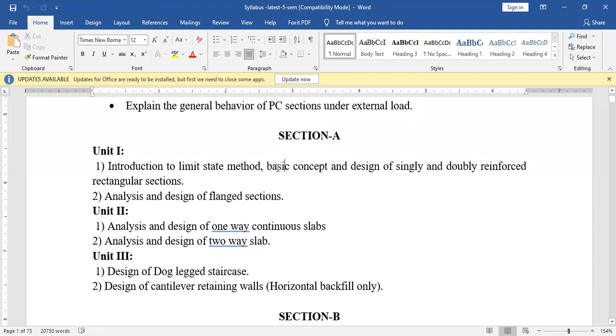We'll now move on with the syllabus part. In Section A, unit number 1, what you have to learn first is the introduction to limit state method. So we'll be going through the introductory part of limit state method. Then how to design singly and doubly reinforced beams, rectangular sections basically, and also flanged sections.